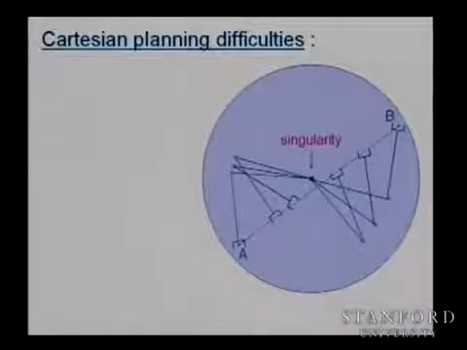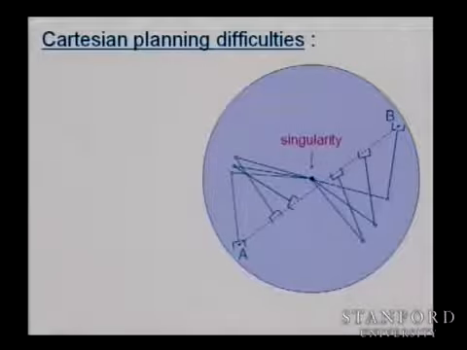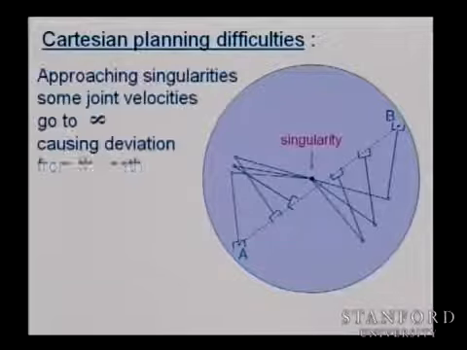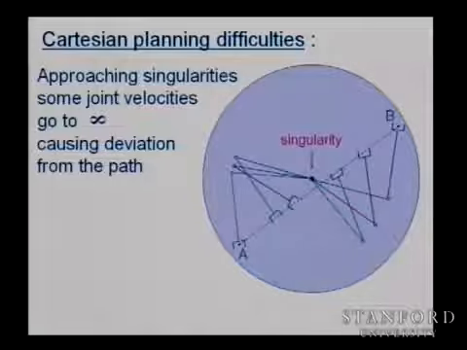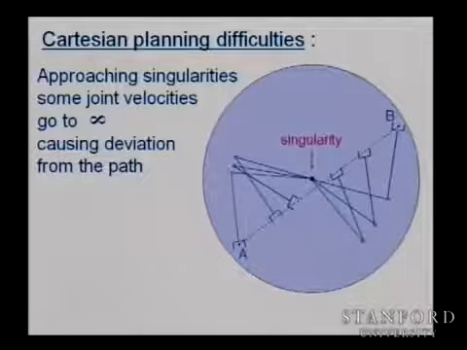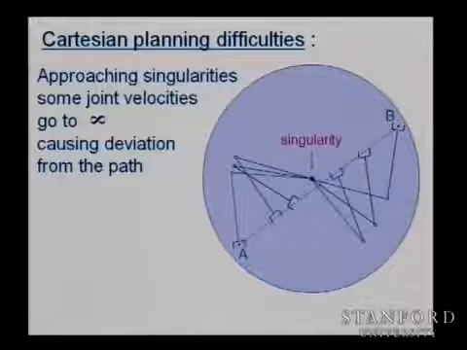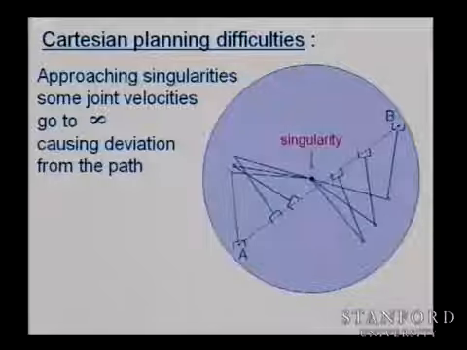Let's say they are all reachable. We have starting point A, goal point B, and everything along this path is reachable. The singularity is right there in the middle. As we approach that singular position, your joint velocities go to infinity, and obviously you won't be able to follow this straight path. It will cause deviation. Again, we wouldn't be able to know that in advance if we plan in Cartesian space until we actually reach that point.